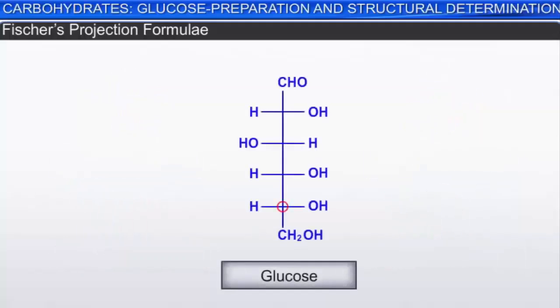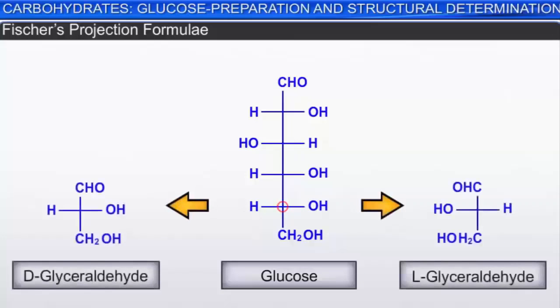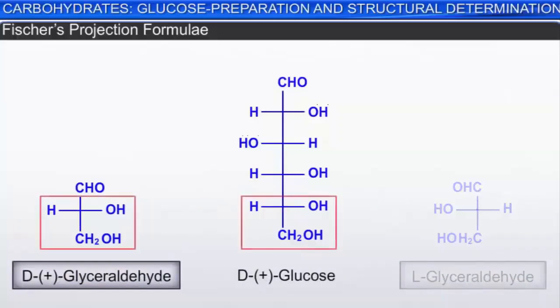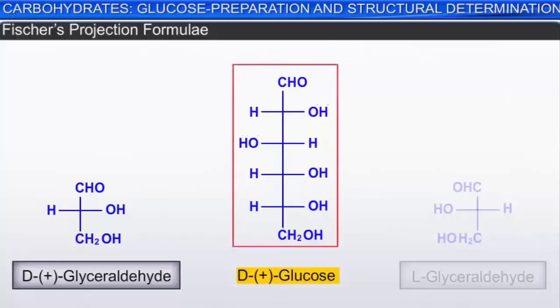To find the configuration of a monosaccharide relative to glyceraldehyde, compare the configuration of the lowest asymmetric carbon to the two glyceraldehyde structures as shown here. If the configuration of the lowest asymmetric carbon matches the spatial arrangement of the plus stereoisomer, that is, if the OH group is on the right-hand side, then the molecule is said to have D configuration. For example, the molecule shown here is D-glucose.